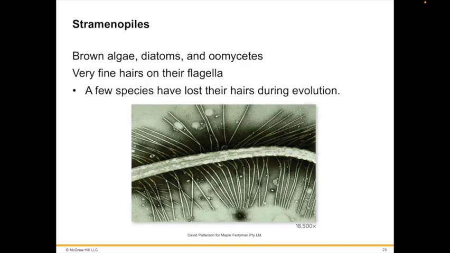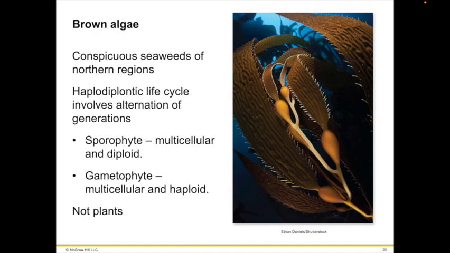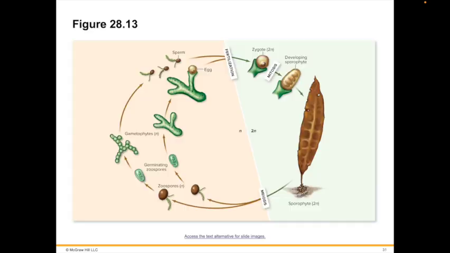So here we have the brown algae, the diatoms, and the oomycetes. Brown algae are typically large seaweeds that have a haplodiplontic life cycle, producing a gametophyte and sporophyte stage. So the gametophyte is the haploid multicellular state, and the sporophyte is that multicellular diploid state. These are not plants. They're brown algae.